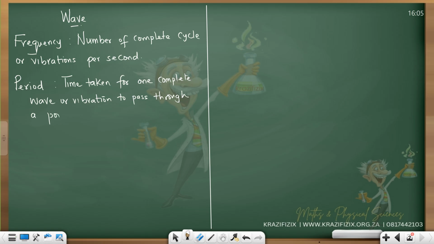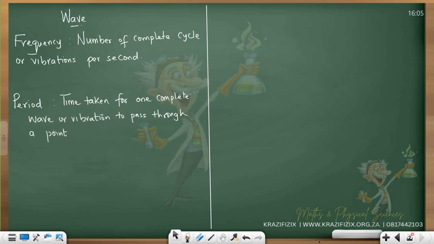There's something I forgot to do. What is the unit of frequency? I like to just quickly deal with that. Unit is hertz. What about period? We said time taken, so the unit is seconds. Very quickly there, I'm just doing a quick revision because I need it.